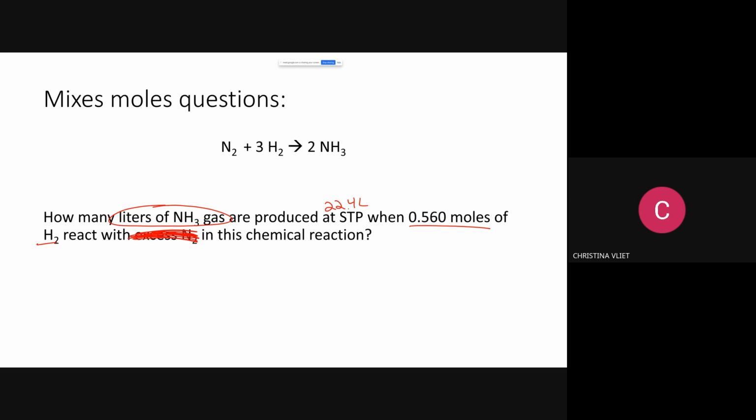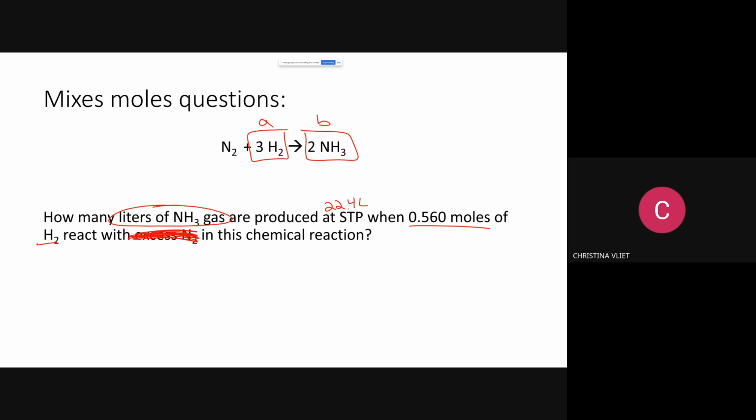So, what's our A and what's our B? What I have a number for, that substance is my moles of H2. So this is my A. And what's my B? Liters of NH3 is my B, because I'm looking for NH3. That's what we call our A and our B.